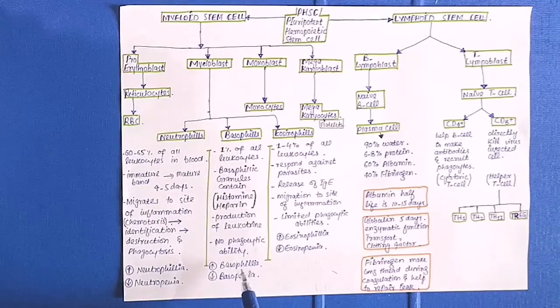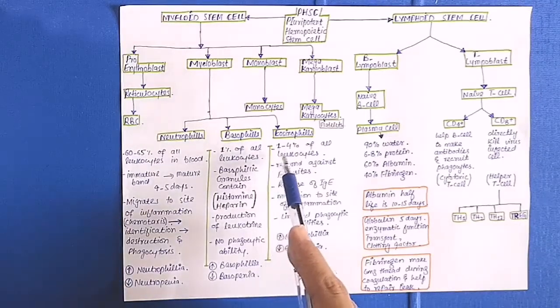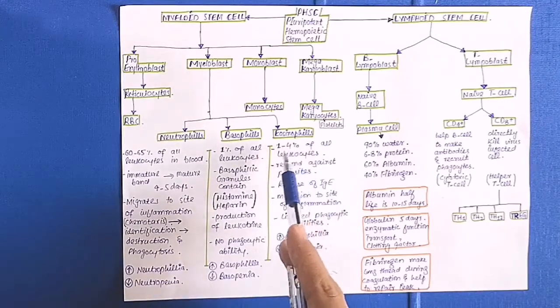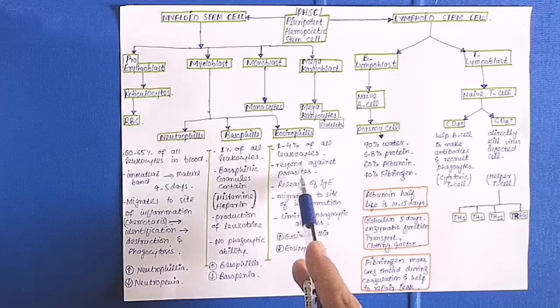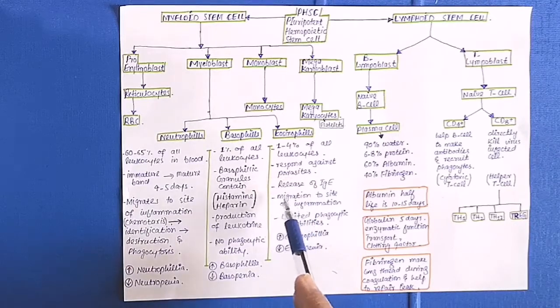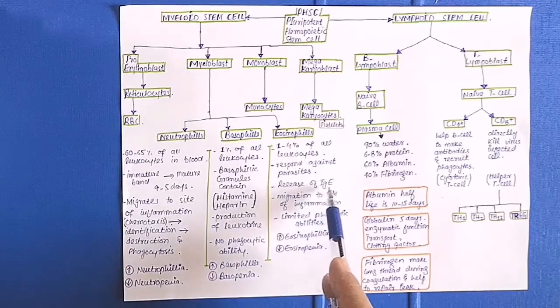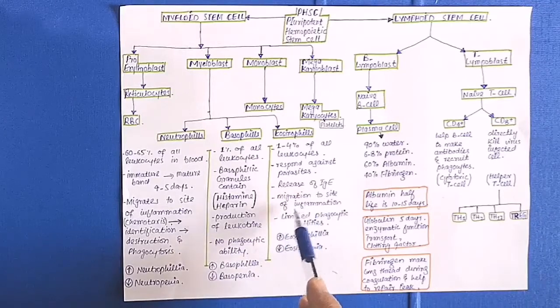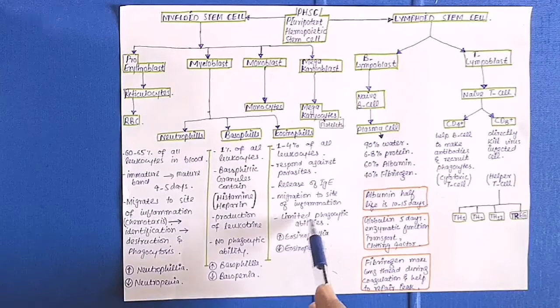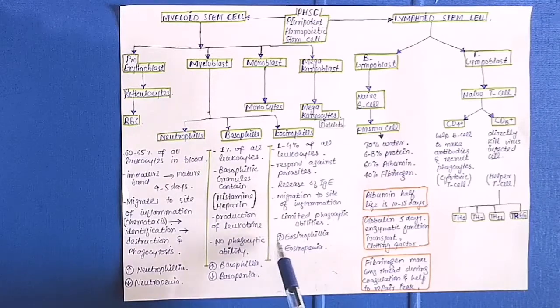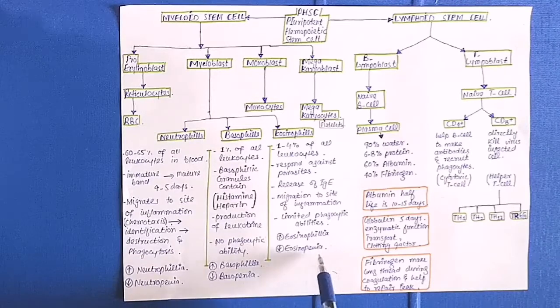Number 3 is eosinophils. 1 to 4% of all leukocytes are eosinophils, and they respond only against parasites. They release immunoglobulin E and migrate to the site of inflammation, and they have limited phagocytic activity. Increase is eosinophilia and decrease is eosinopenia.